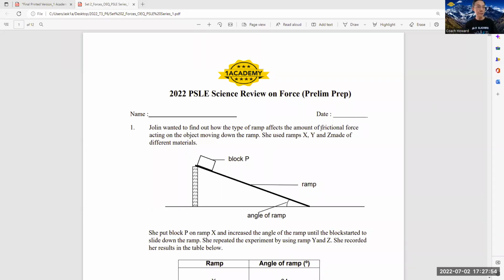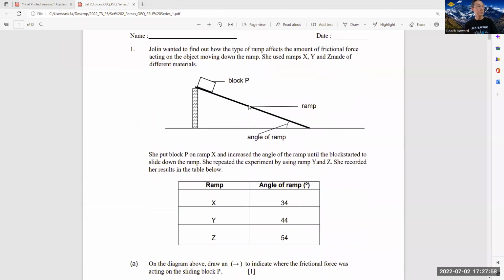Okay, this one is the preparation for your prelim examinations, as you can see here. You need to notice that there are three ramps, X, Y, and Z. And this is the angle where the block starts to slide down, okay?